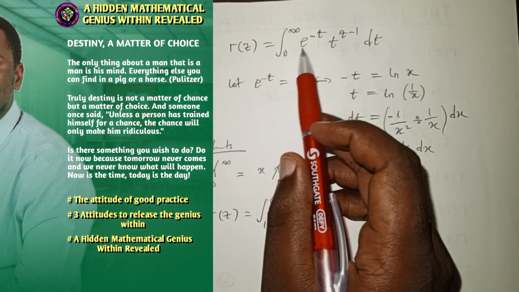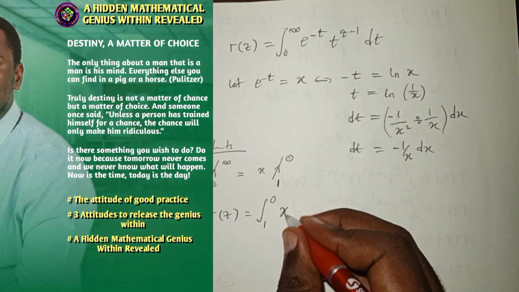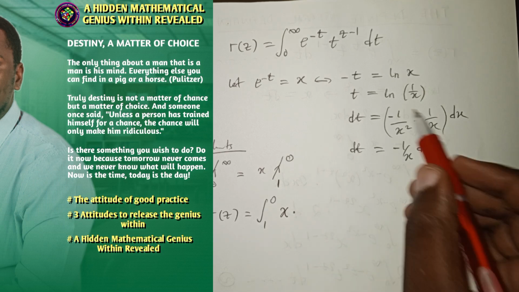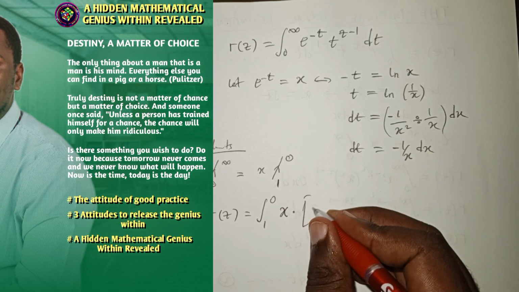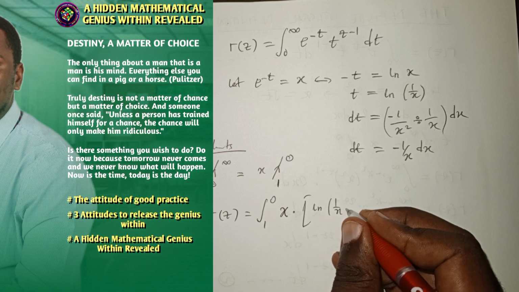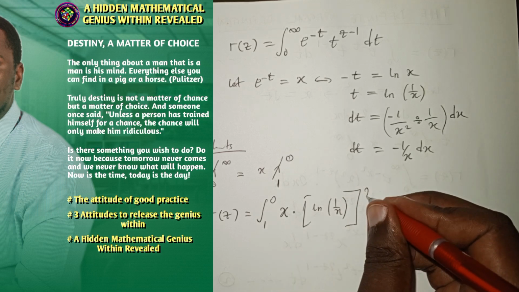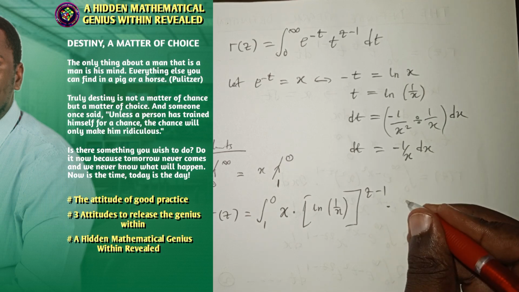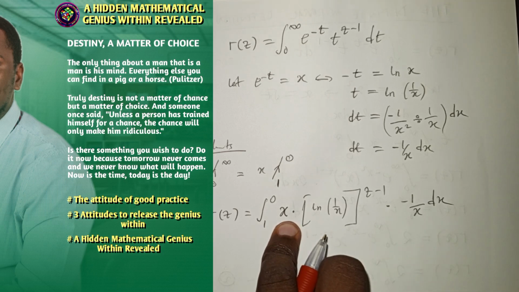Then where there is an exponent of minus t, we are putting x. So we have x multiplied by, where there is a t, we put the natural log of 1 over x. Okay, this is t. That is to the power z minus 1. Then where there is dt, we are going to have a minus 1 over x dx. Okay, so this x and x will cancel out.